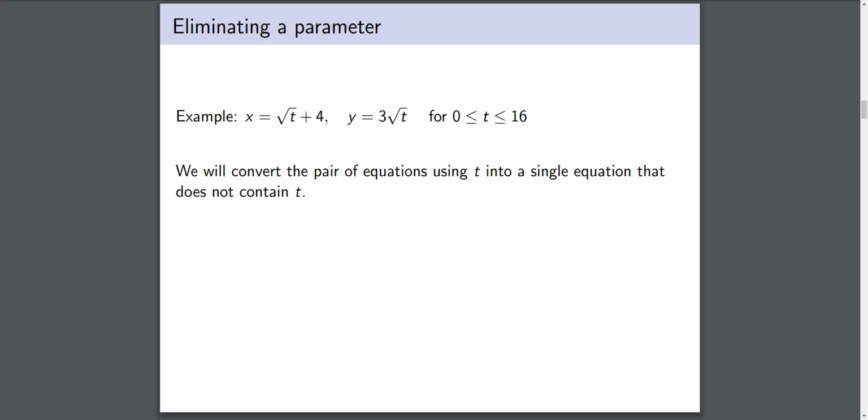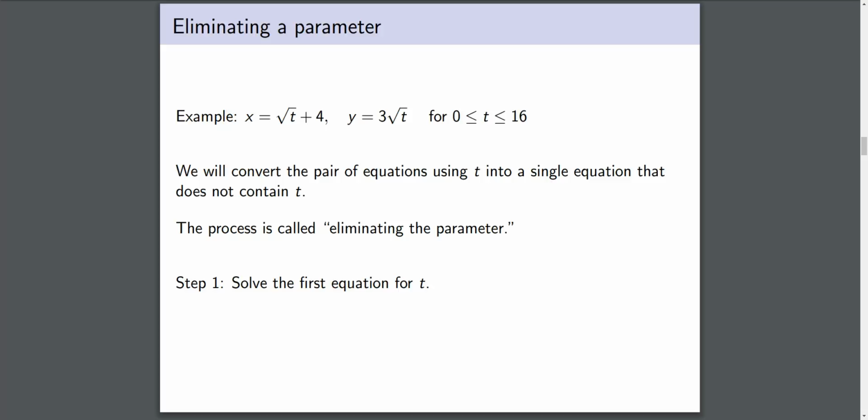The way that we're going to analyze this problem, we're going to take the pair of equations that we have. We have one equation for x and one equation for y. And we're going to convert that pair of equations into a single equation. And after we do that, we're going to be left with a relationship that does not contain the variable t. And that is why we give this process the name eliminating the parameter, because we're eliminating the variable t.